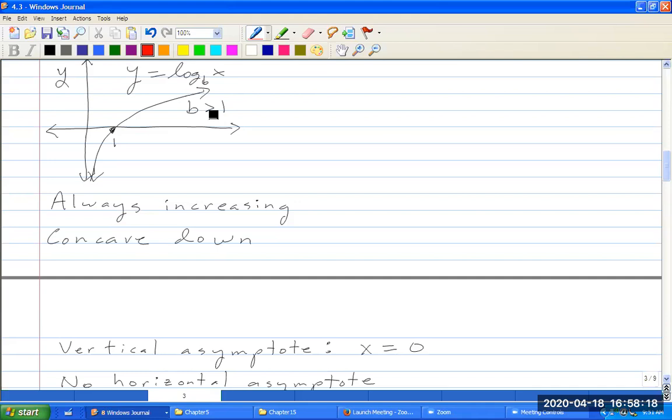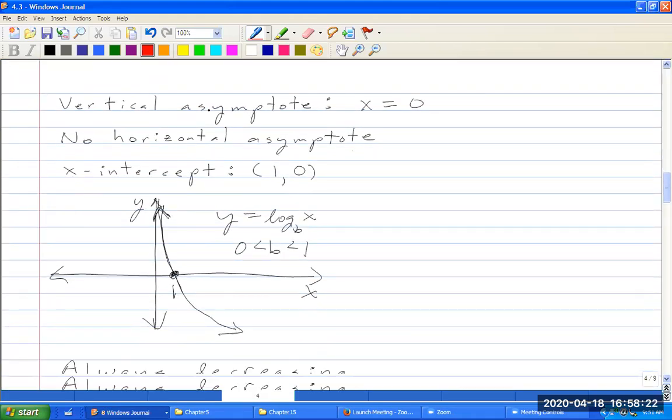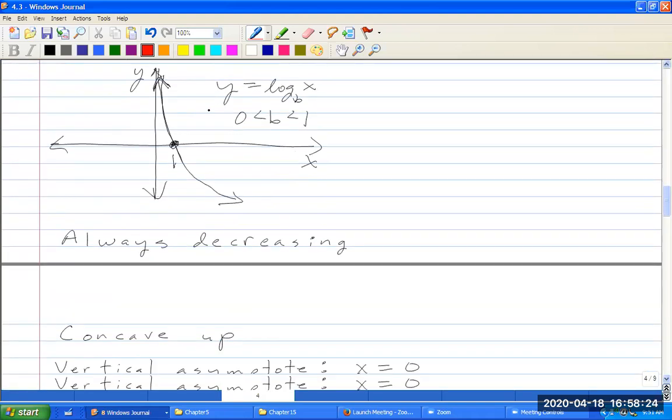For b between 0 and 1, it looks like this. It is always decreasing, concave up. It has a vertical asymptote at x equals 0. It has no horizontal asymptote. It has no y-intercept. And it has an x-intercept at 1.